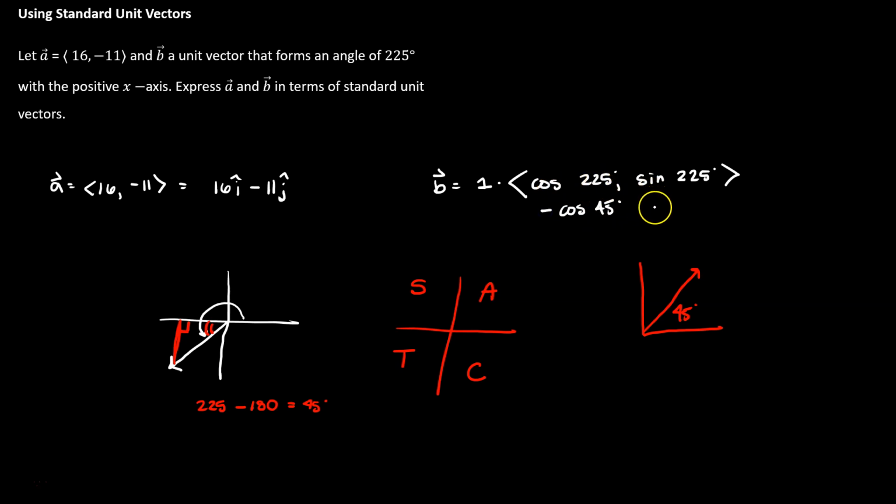Similar for the sine function, sine at 225, we could use the corresponding angle of 45 degrees, but then looking in quadrant 3, we know that sine is negative, so we would need to adjust this by a negative sign. So for our final answer, this vector would look like negative root 2 over 2, negative root 2 over 2. Those are the components. Remember, we need to write this in terms of standard unit vectors. So our final answer for B would look like negative root 2 over 2 i hat minus root 2 over 2 j hat.